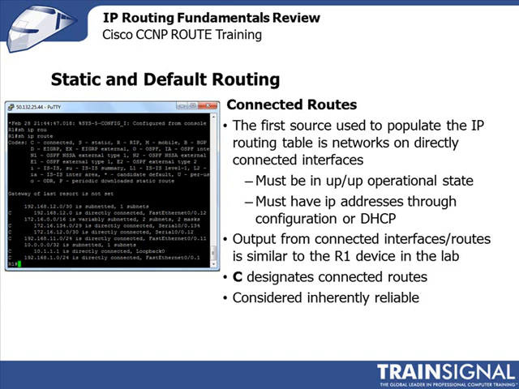You'll notice when you look at the second part of the screen, just down about 4 lines, you'll see all of the codes explained. And C, the very first one, is connected, and it means directly connected routes. And as a result, they're considered inherently reliable because the device knows about them directly. So connected routes, very much a part of the IP routing table for the local router.